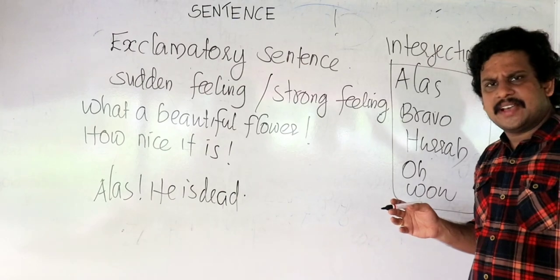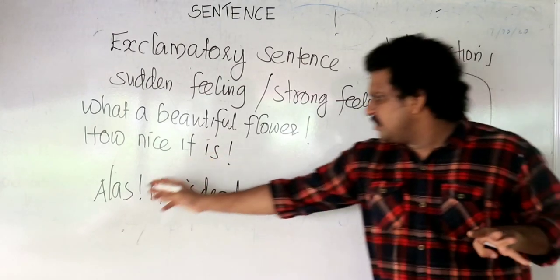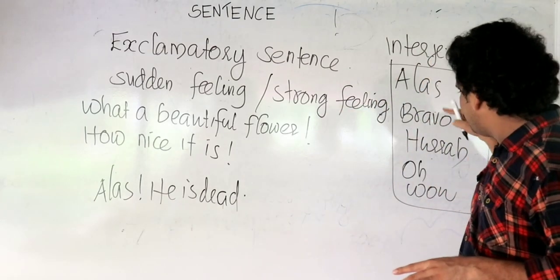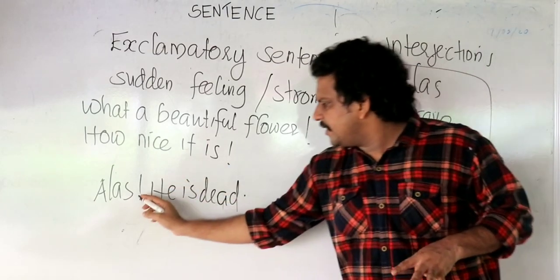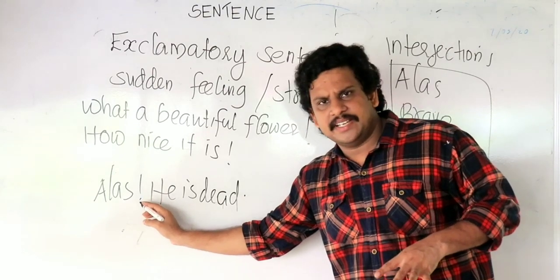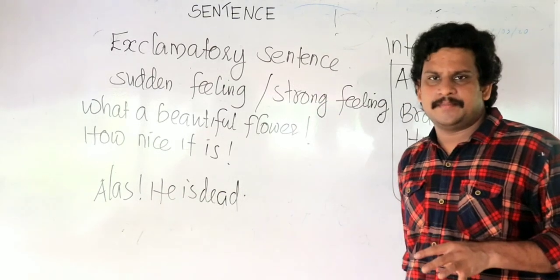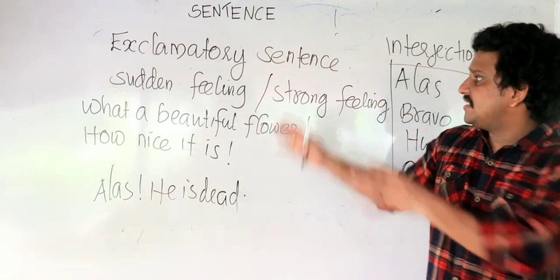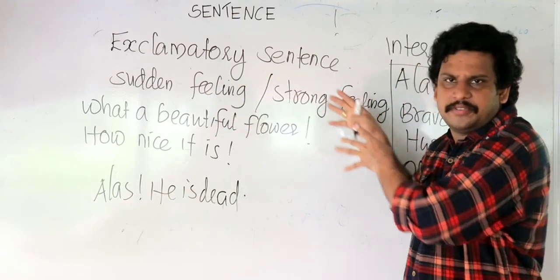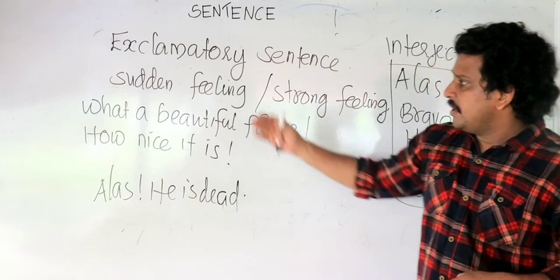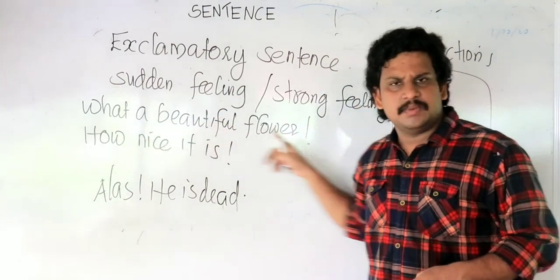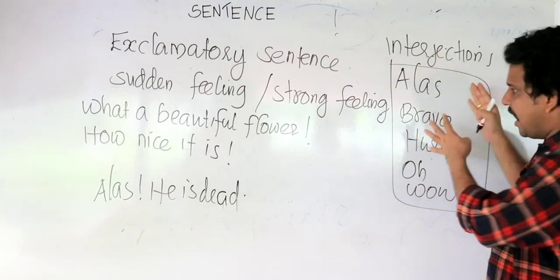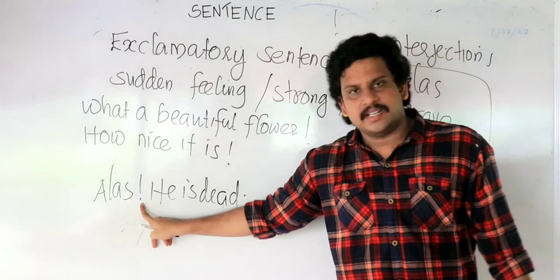The second type of exclamatory sentence begins with interjections: alas, bravo, hooray, oh, wow. Then we put an exclamation mark there. Finally, it ends with a full stop. Two types. Once again, a sentence which expresses a sudden feeling or a strong feeling is called an exclamatory sentence. It normally begins with what, how, and ends with exclamation mark. Sometimes it begins with the interjections and ends with the full stop. Here we put an exclamation mark.